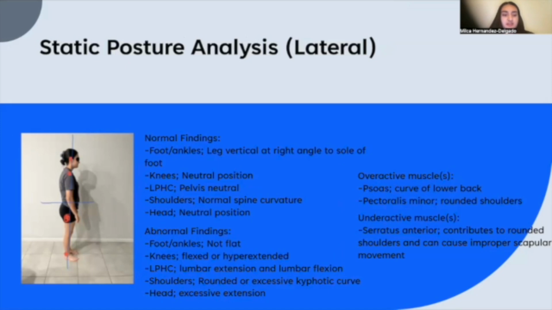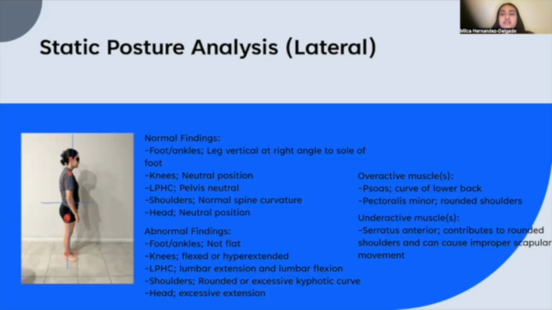So the next static posture analysis I'm going to be covering is the lateral, and here I have it pictured from a previous activity as well. Some normal findings you could find here would be the foot and ankle. The legs will be vertical at a right angle to the sole of the foot, so kind of just straight. And then the knees would be at a neutral position, like we previously said, aligned with the toes, that straight angle as well.